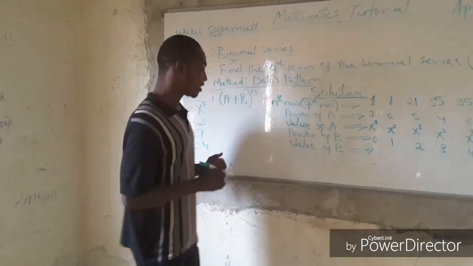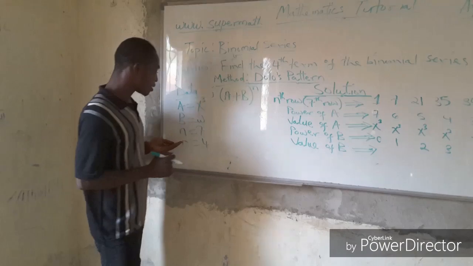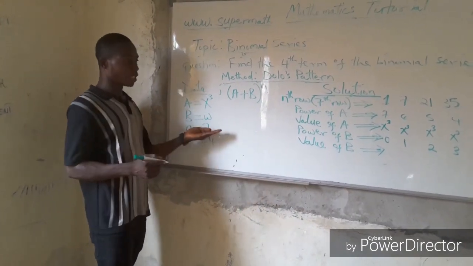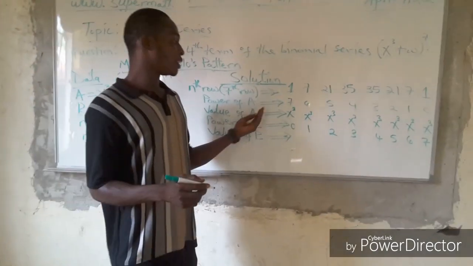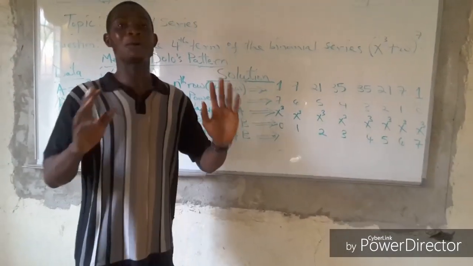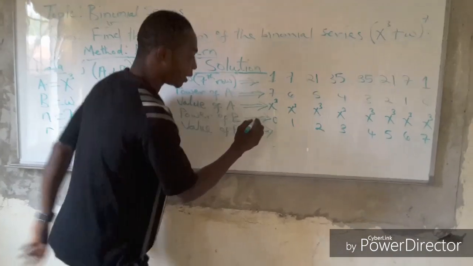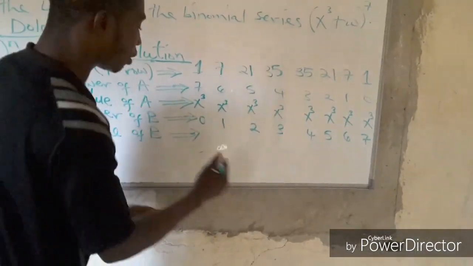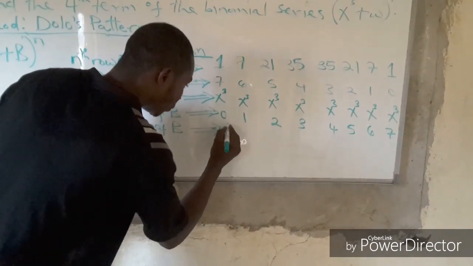The next and final stage is the values of B. In our data, we set B. We know that B is equal to W. We do the same thing we did with the values of A. That's how we do it. Very easy. So everywhere you see the sequence of the numbers, we just pull out the values of B.